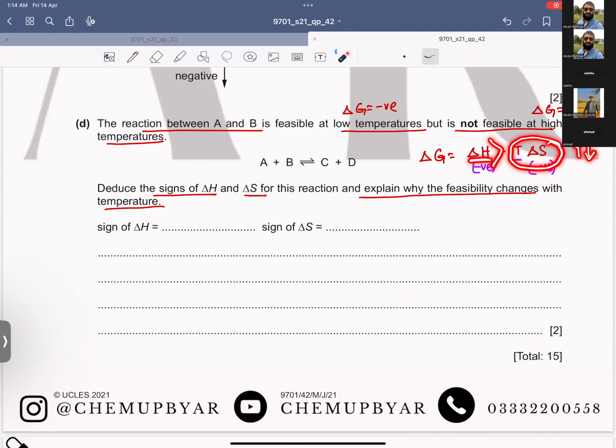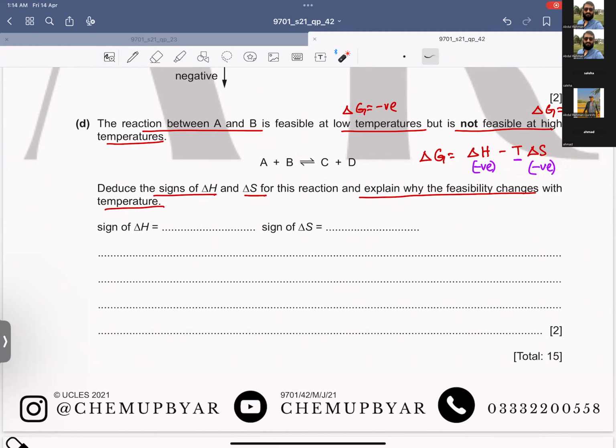Yes, sir. And delta H is negative. So when we calculate it, the answer of delta G must have a negative sign. Is this understandable?